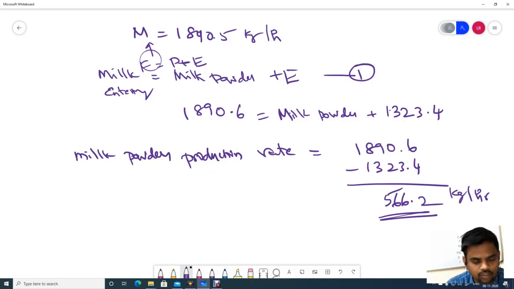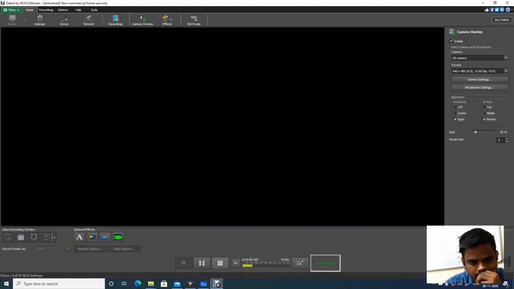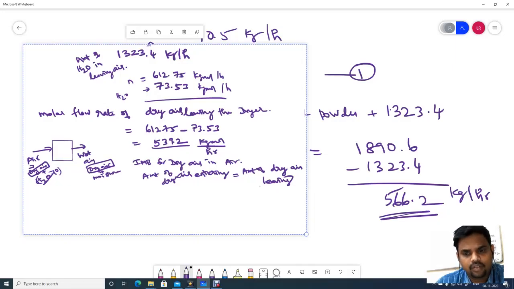If you refer to the question, it asks to calculate the production rate of milk powder and the molar flow rate of inlet air. So the first step we have calculated. Now, what is the milk powder production rate? As I said in the question, the production rate of milk powder we have determined to be 566.2 kg per hour.